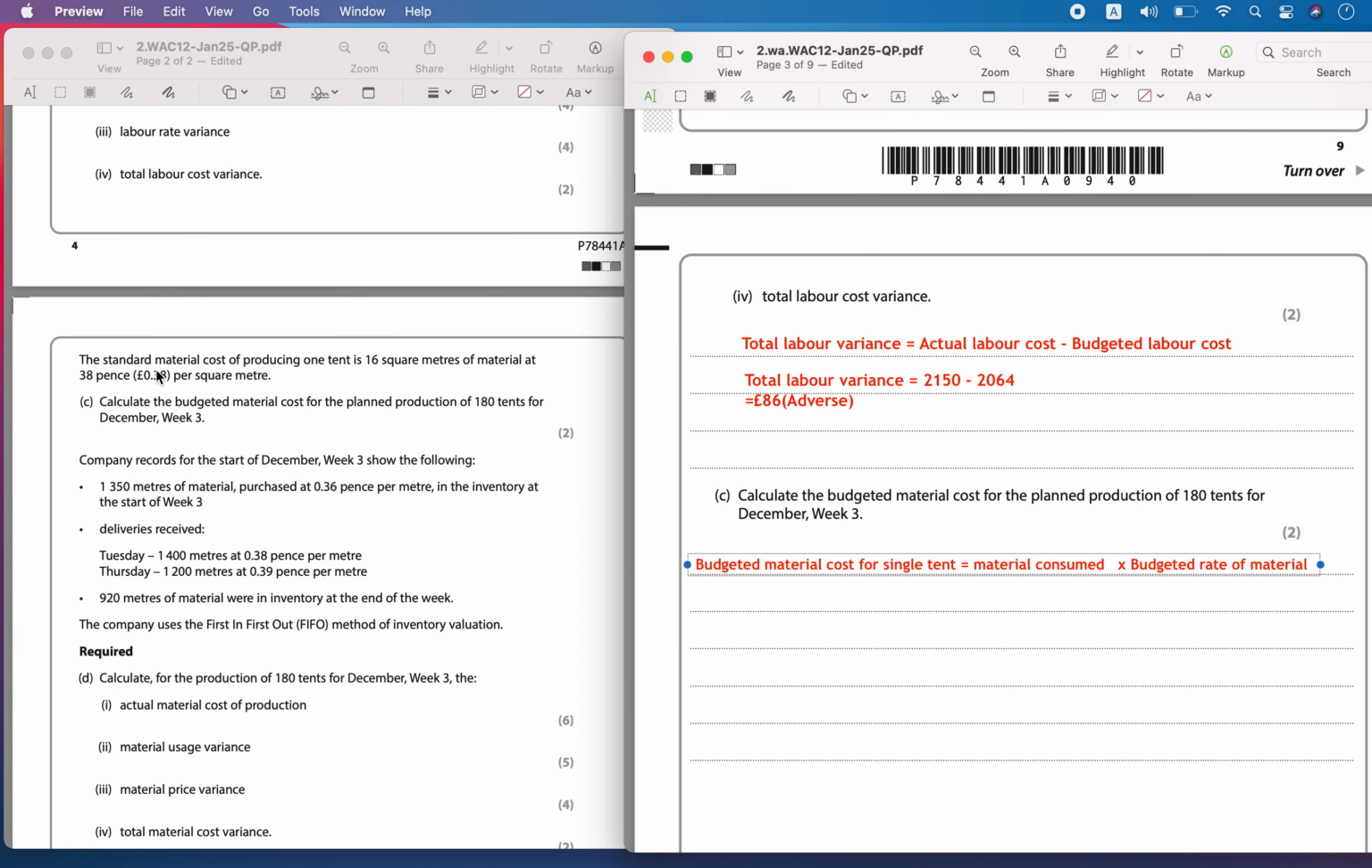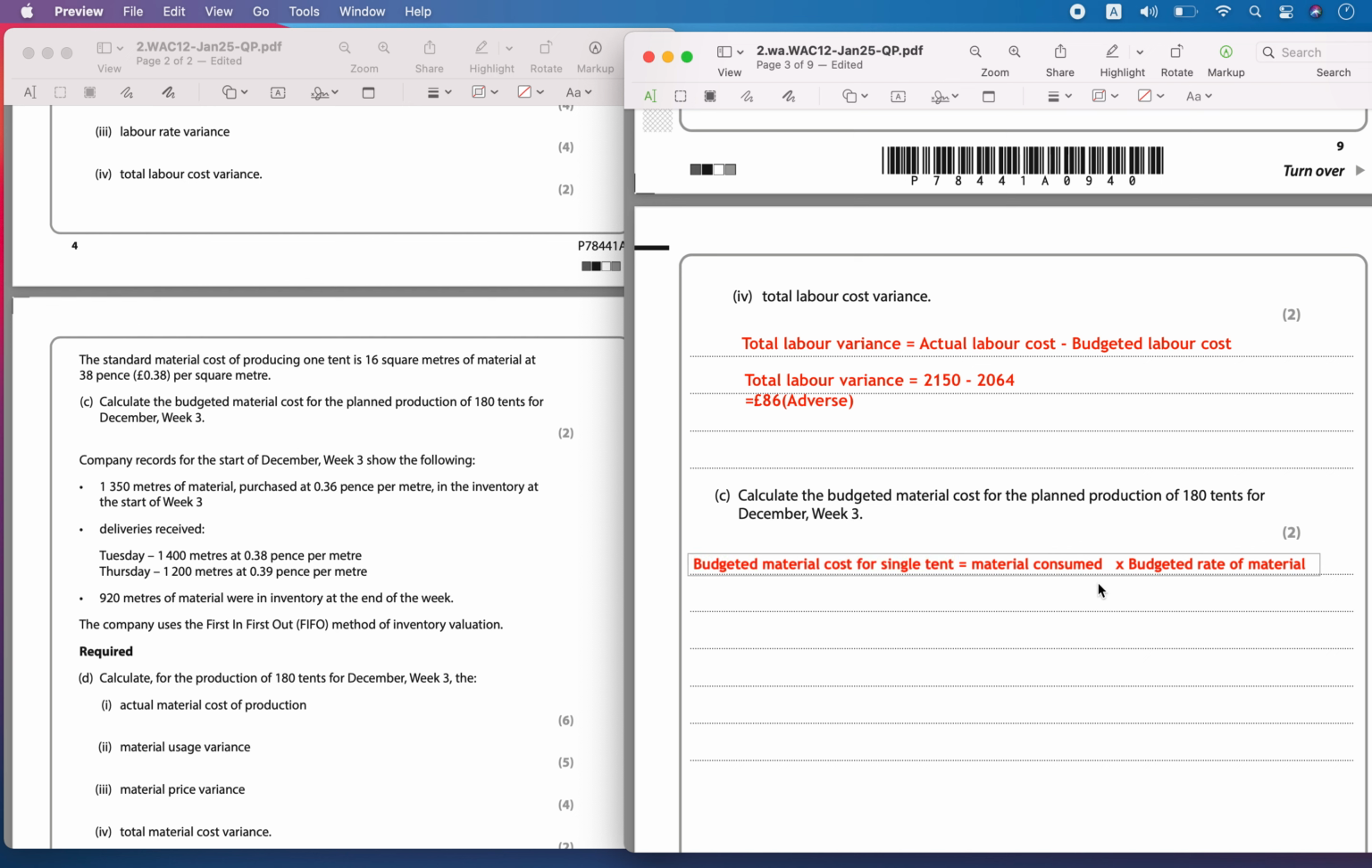And then part C. For part C they have given some information and then asked the question. The standard material cost of producing a tent is 16 square meters of material at 38 pence per square meter. The question is to calculate the budgeted material cost for the planned production of 180 tents for December week 3. So we have to calculate the budgeted material cost for one tent and then multiply it by 180 to get the cost for the 180 tents.